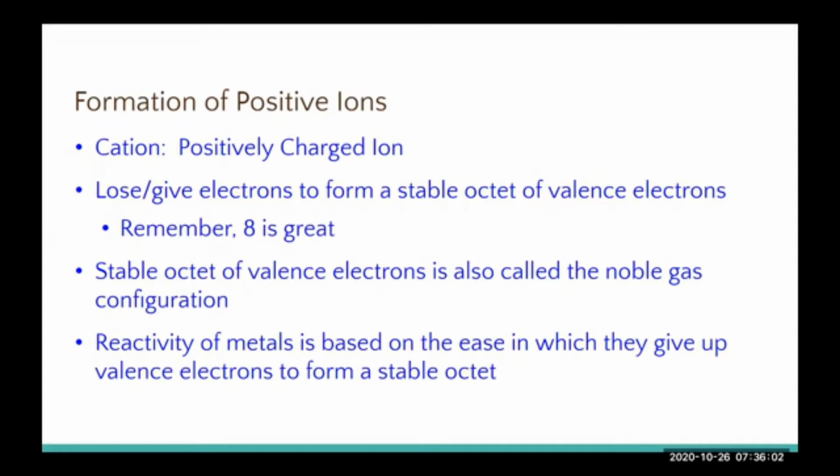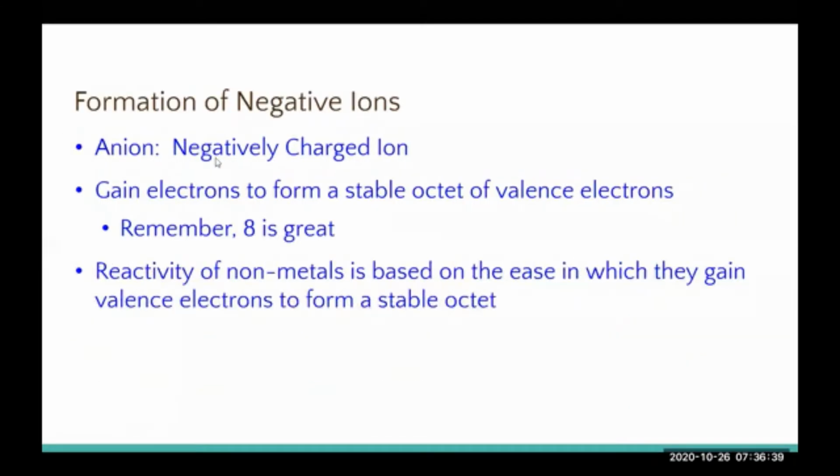The reactivity of the metals is based on the ease with which they give up their valence electrons to form a stable octet. Remember, column 1 is the most reactive, sorry, not row, period. Period 1 is the most reactive, period 2 is slightly more reactive, transition metals are kind of reactive, and column 13 aren't super reactive.